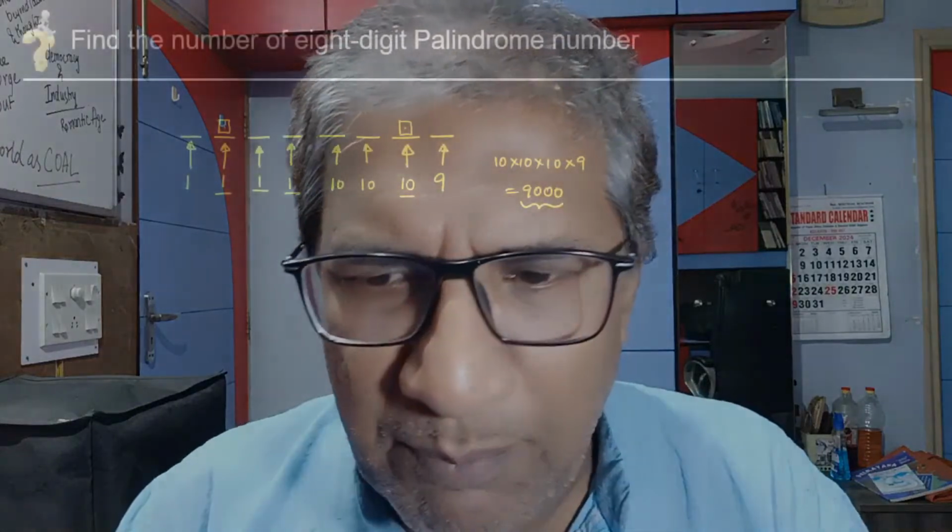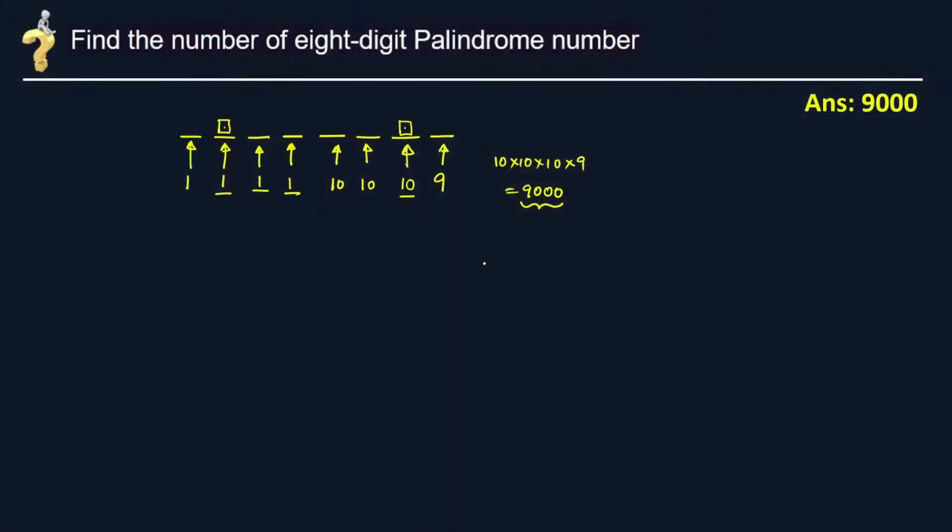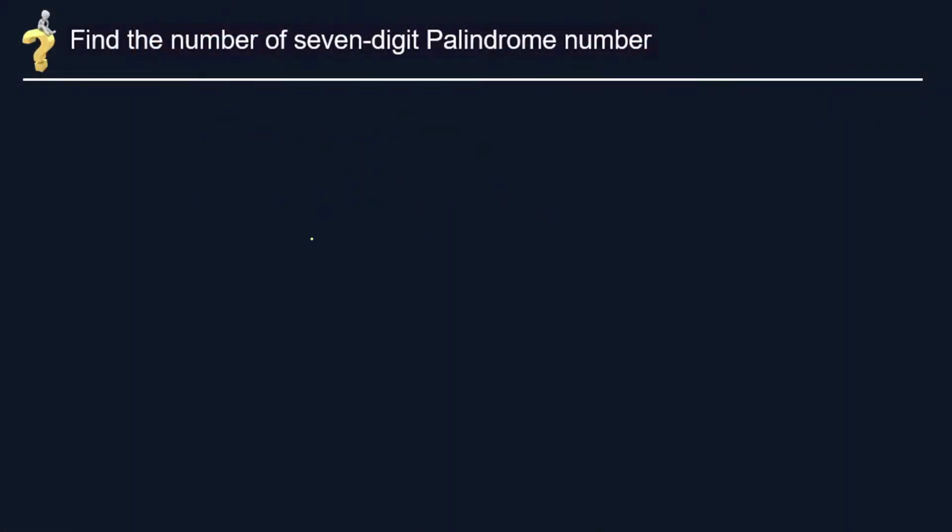Is it clear to everyone? Absolutely. Have you understood how I'm finding out the number of palindromic numbers? Clear? Let's take another example. Find the number of 7-digit palindrome numbers. 7-digit. 1, 2, 3, 4, 5, 6 and 7.